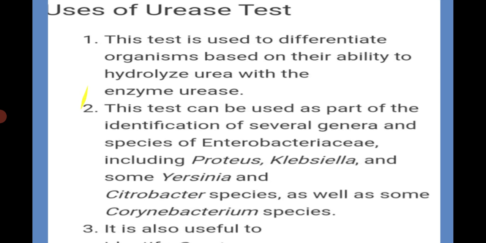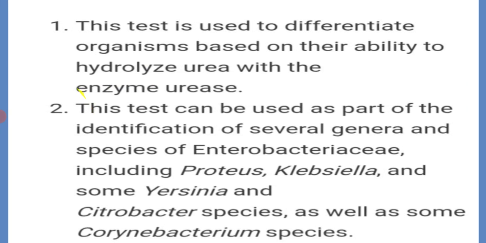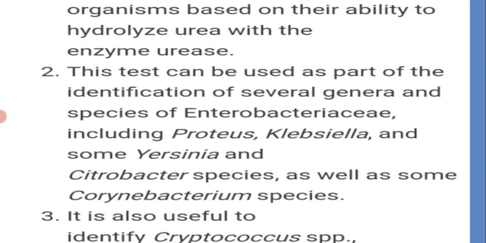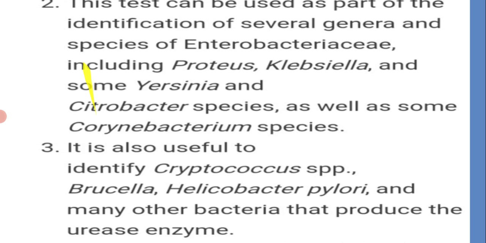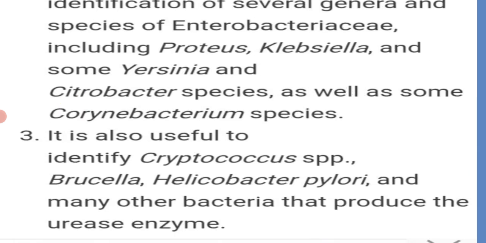Uses of the urease test: this test is used to differentiate organisms based on their ability to hydrolyze urea with the enzyme urease. This can be used as part of identification of several genera and species of Enterobacteriaceae, including Proteus, Klebsiella, and some non-Enterobacteriaceae like Yersinia, Citrobacter, and Corynebacterium species. This test is also useful for identification of species of Cryptococcus, Brucella, and Helicobacter.